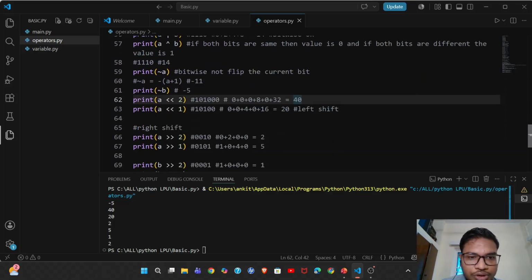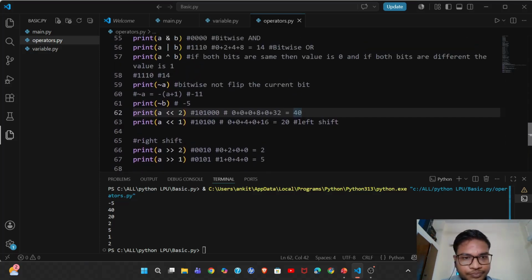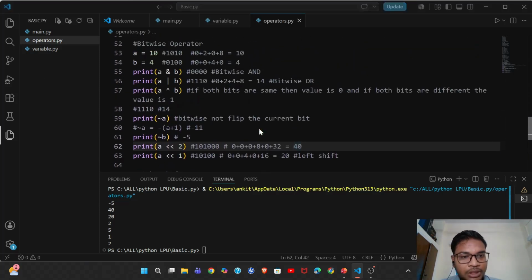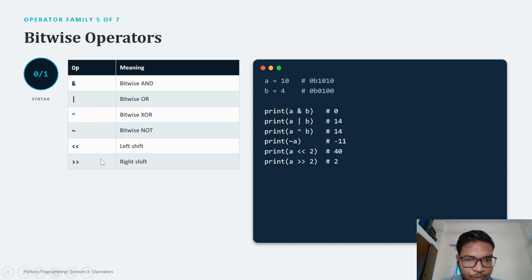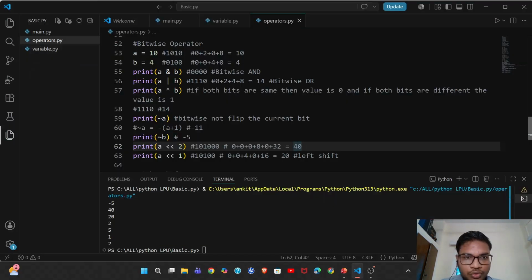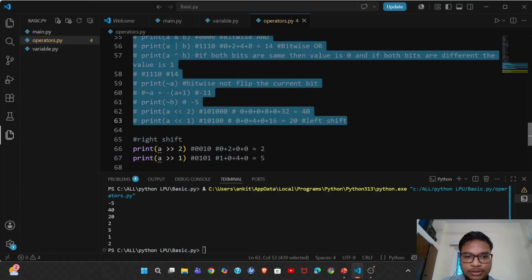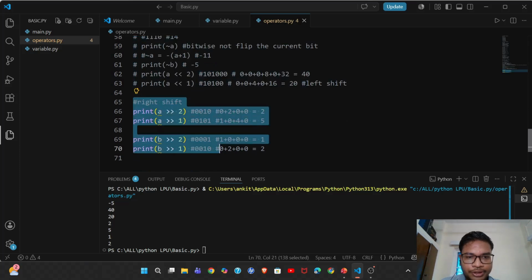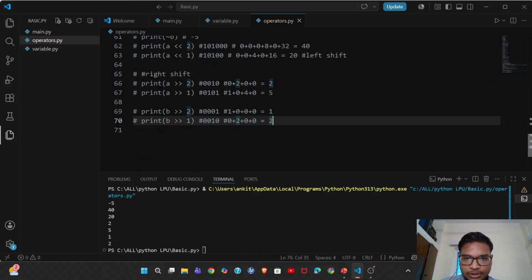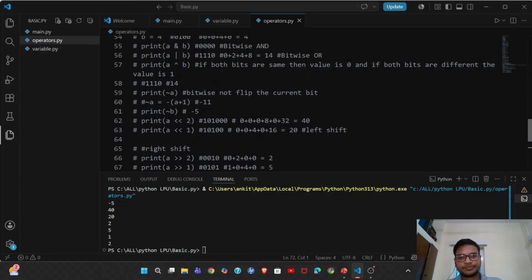Okay, so this is all about the bitwise operator. I think I'm done with all types of bitwise operator. This is all the value here. So I hope it's all clear. Okay, so just comment out, and let's move forward.